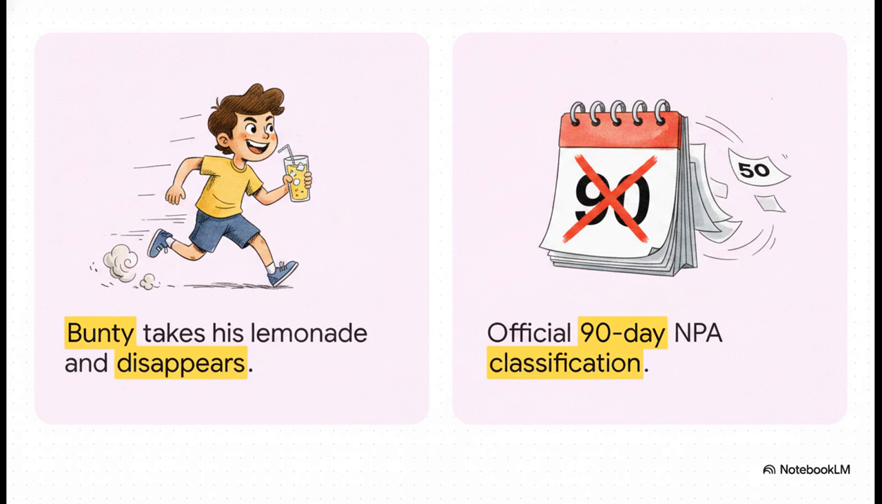To make this super concrete, let's bring it back to the lemonade stand. Say a kid named Bunty takes his lemonade, promises to pay tomorrow, and then completely disappears. You wait, you hope, but after about 3 months of literally 0 payments, you just have to accept reality. Bunty is never coming back. That intuitive 3-month realization, that is the exact equivalent of the official 90-day NPA classification.